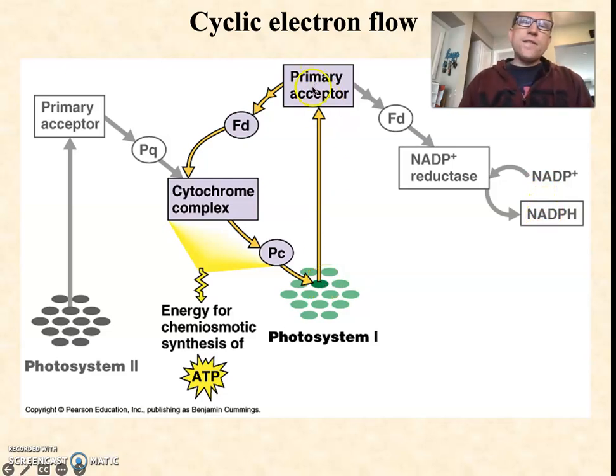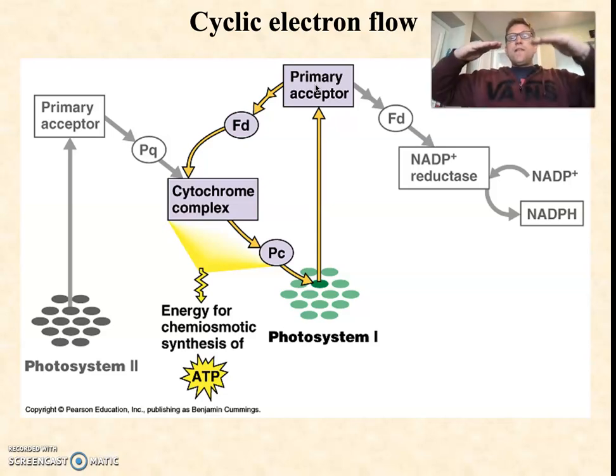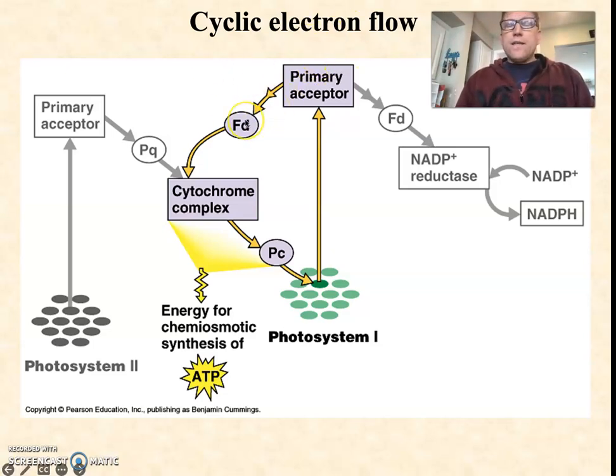If, however, the electrons get kicked from P700 to the primary acceptor and ATP levels are getting low relative to NADPH levels, ferredoxin, this shuttle here, doesn't have to give those electrons to NADP plus reductase. It can, in fact, cycle, that's where cyclic electron flow comes from, these electrons back to the cytochrome complex. And remember, every time they pass through the cytochrome complex, we pump protons across the membrane. And so we pump more, and they get kicked up again. We pump more, and they get kicked up again.